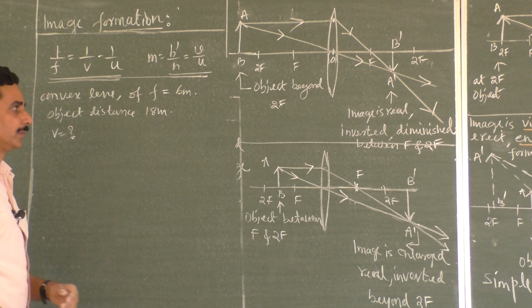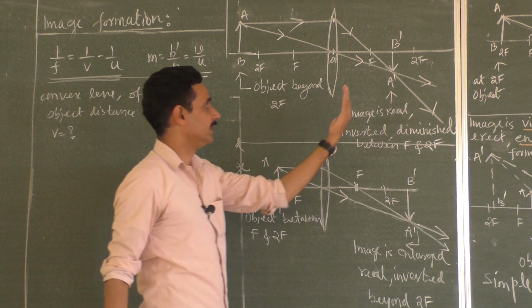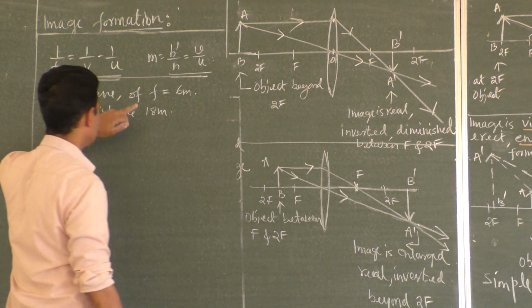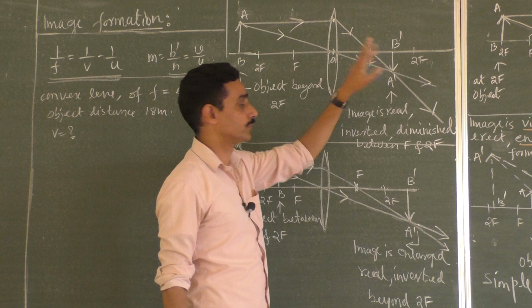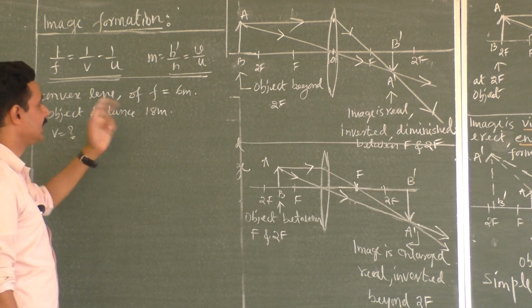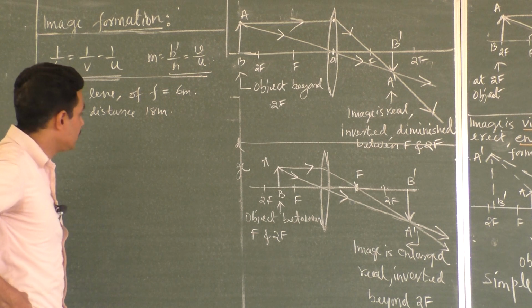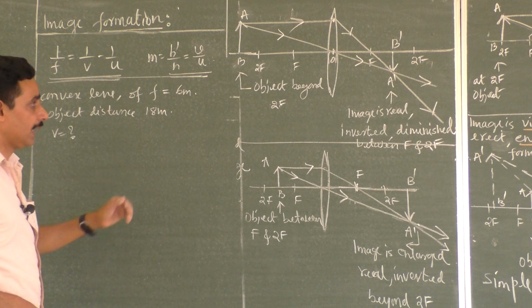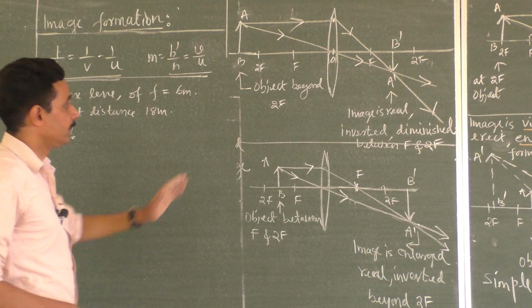Where will the image be formed? Where will you have to keep the screen? Definitely it will be between f and 2f, right? So when the object is beyond 2f, image is between f and 2f. So our image distance should be between 6 and 12, any number between 6 and 12, and the image is inverted and on the other side.